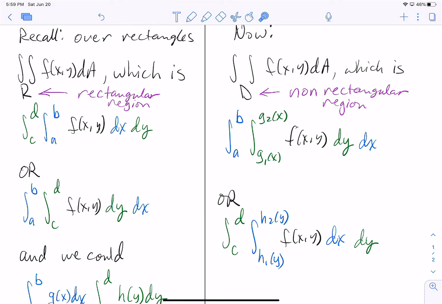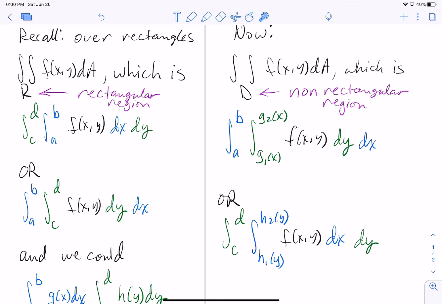X, the outermost differential, corresponds to the outermost integral, and it has constant limits. That has to be the case. Always, always, always, the outermost integral has to have constant limits. In the case of the second one that we wrote, dx is the innermost differential. X goes from h1 of y to h2 of y, functions of y. And then dy, the second differential, corresponds to the outermost integral, which again has constant limits from c to d.